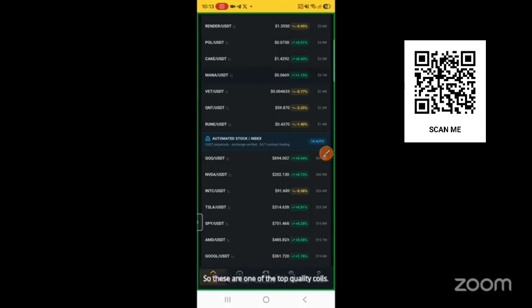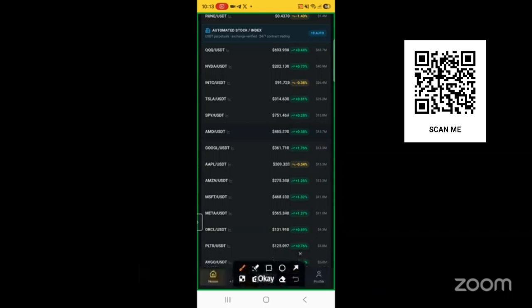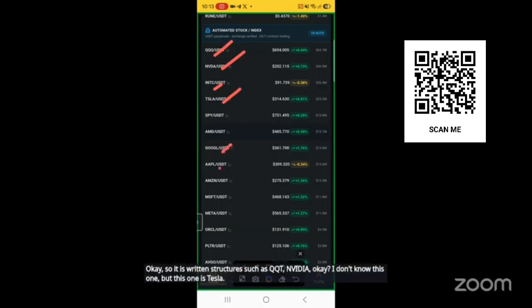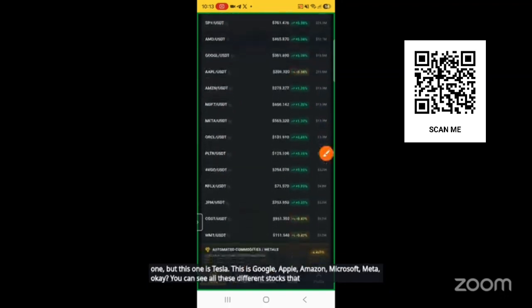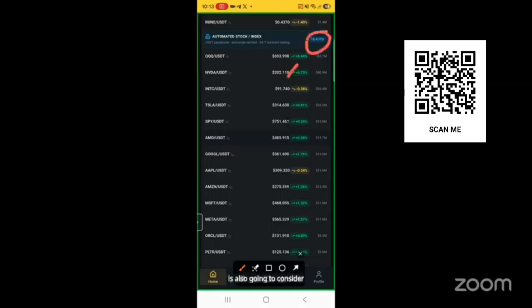Then on top of that, it is going to also add these stocks. It also trades stocks and indices inside your Binance account or your Bybit account. Whether you're trading with Binance or Bybit, these are listed as perpetual contracts. So it trades stocks such as QQQ, Nvidia. I don't know this one, but this one is Tesla. This is Google, Apple, Amazon, Microsoft, Meta. You can see all these different stocks that the bot is going to trade for you. So it is also going to consider these 18 stocks and indices.